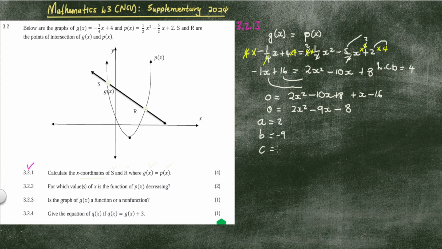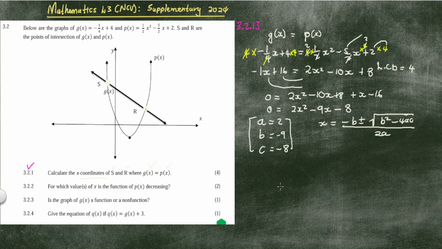Sometimes we fail to find the factors, but then we just run the quadratic equation. So we're going to use the quadratic equation: x equals minus b plus or minus the square root of b squared minus 4ac, everything divided by 2a.